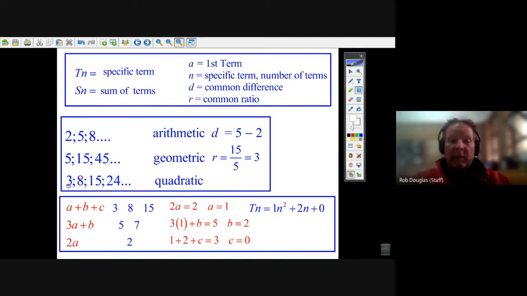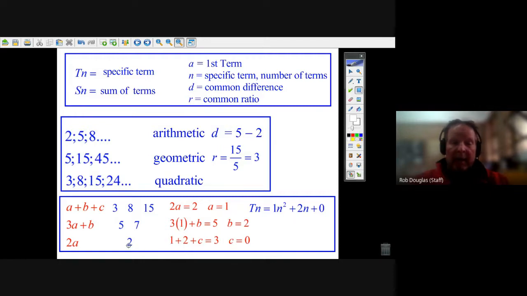Now, a quadratic sequence isn't being multiplied by a number, and it doesn't go up by the same amount. But if we make this triangle, 3, 8, and 15, and we subtract to get the first difference here, 8 minus 3, we get 5. The second difference is 15 minus 8. Then we subtract again to get what's called the second difference. And this is 2.